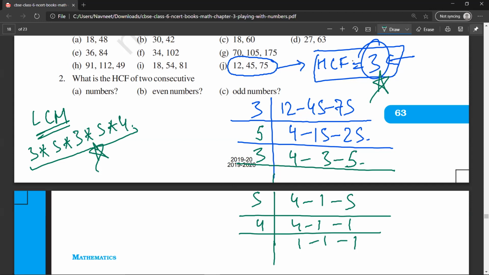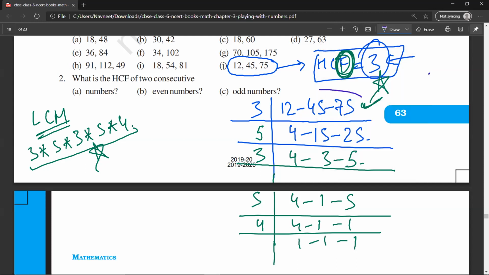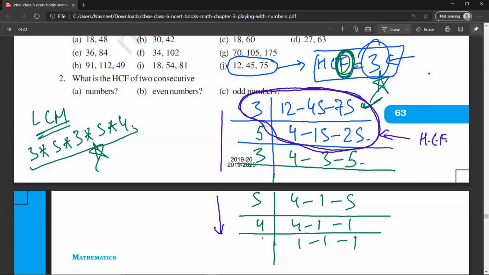See, Sarthak, when I'm finding the HCF, I just need to take the common factor. When I had to take the common factor, my process stopped here only. Have you understood? Yes, sir. When I am taking the LCM, this process will continue till I have 1, 1, 1. Yes or no, sir? Yes, sir.